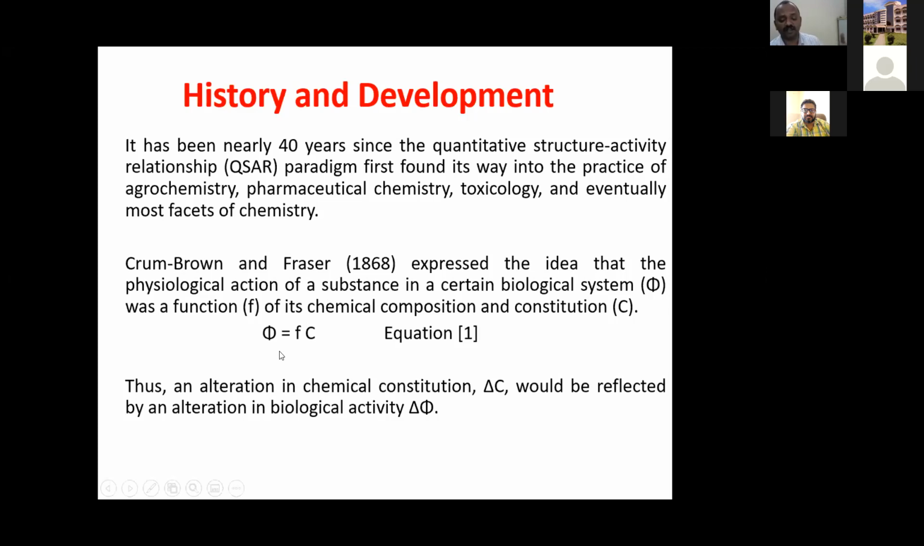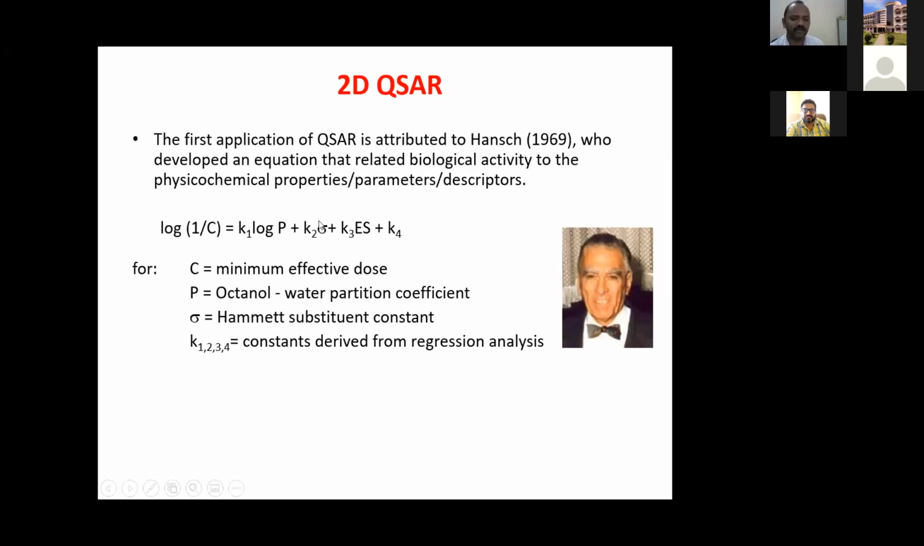Then it took nearly one century for Hansch to come up and say QSAR, quantitative structure activity relationships. Then the QSAR term came into the picture. Everyone got fascinated with QSAR and started wondering about it. So the first application of QSAR is attributed to Hansch. You can see Hansch in this picture.